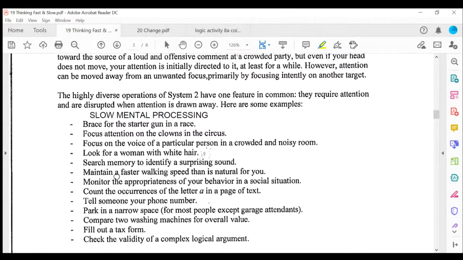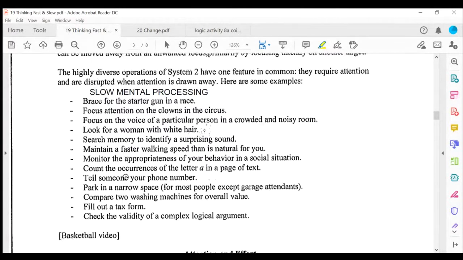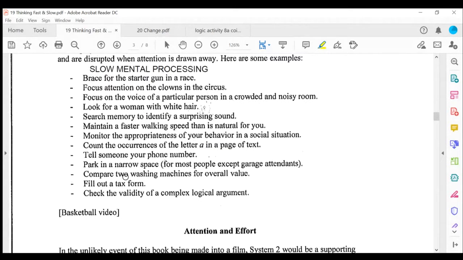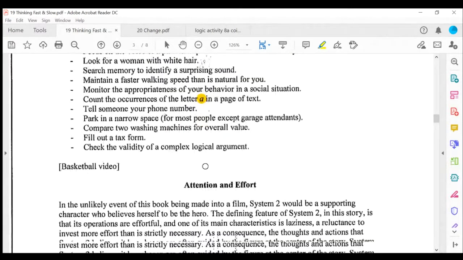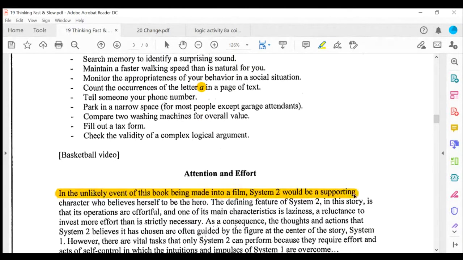Monitoring the appropriateness of your behavior in a social situation. If you're concerned about whether what you're doing is acceptable or appropriate or not. Counting the occurrences of the letter A in a page of text. Just think about this right now. In this one line, count the number of A's. Just this top line right here. I'm going to try to do it myself. Oof, that took me like 7 seconds. I think I have an answer. How many A's are just in that one line?